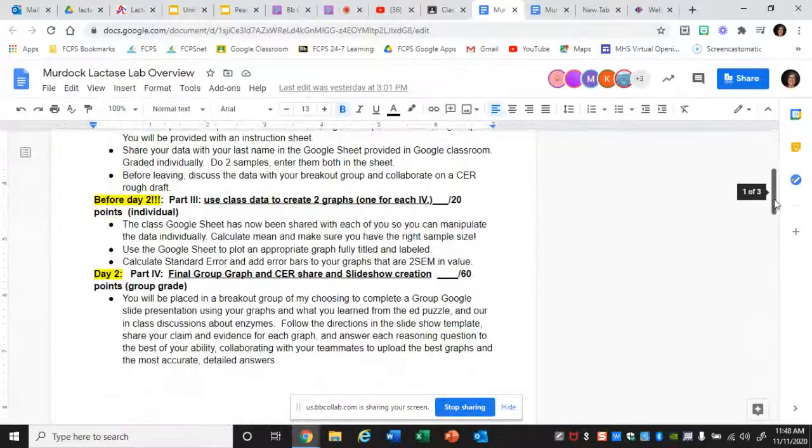And then eventually, there's going to be a day where there's a final group graph and CER slideshow creation where you're going to go into group. You're going to share each other's graphs, talk about who has the best ones, and use the information that you got from the HHMI and from me talking about enzymes and everything that you know about enzymes to do a really good CER writing and answer the questions. Very similar to how I did with the muscle that you did, okay? And that's going to be 60%, which is going to be what your group creates.